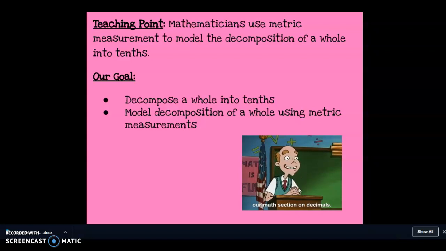In this unit, we're going to be focusing on decomposing or breaking down whole numbers and using the metric units. The teaching point today is mathematicians use a metric measurement to model the decomposition of a whole into tenths. Our goal is to decompose a whole into tenths. Model decomposition of a whole using metric measurements.